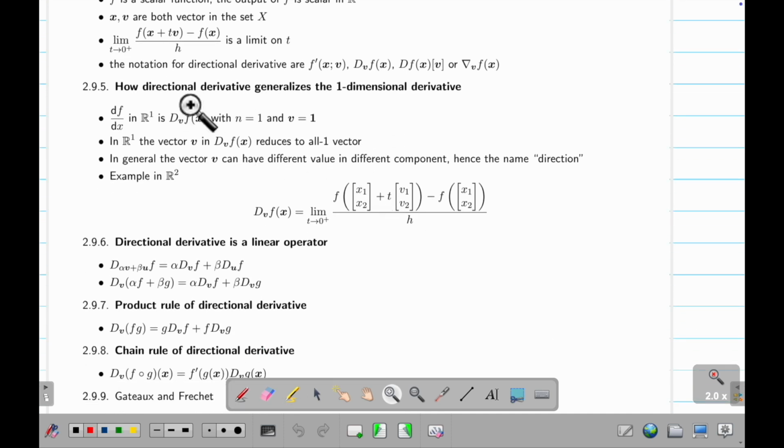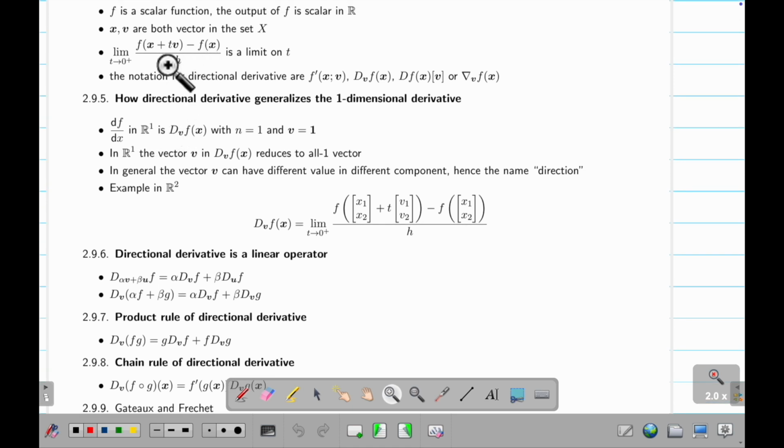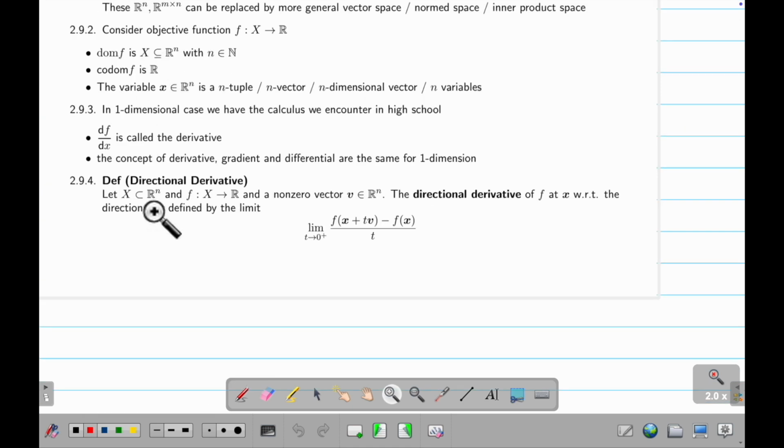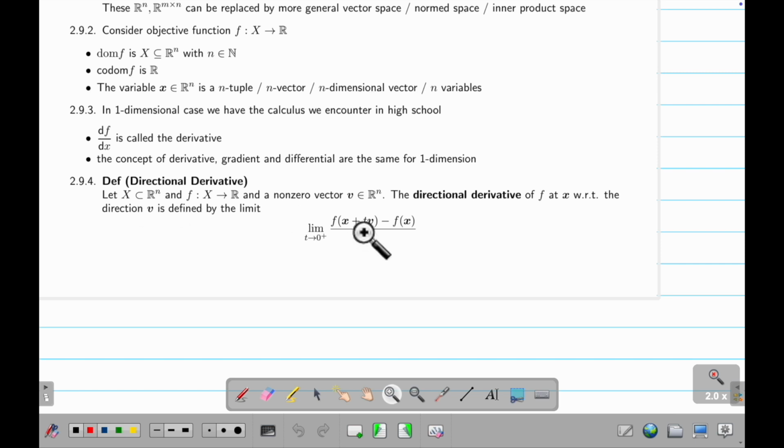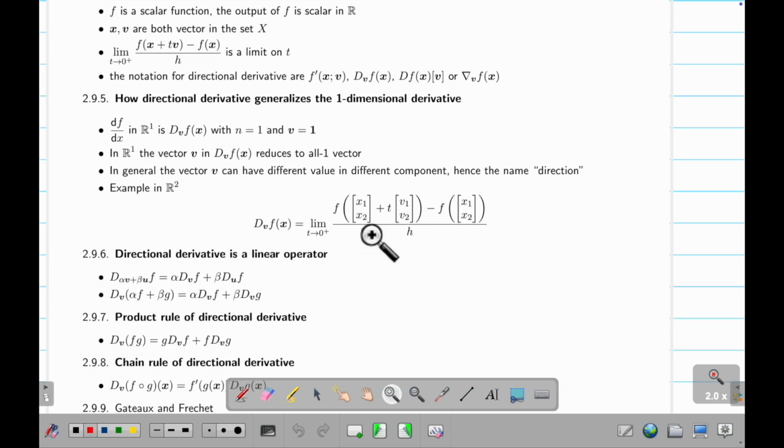So how is the directional derivative generalized? The first one is revision. df/dx is just this thing. This one is for any dimension, because this is for n dimensions. So this one is just R^1, that means it's n=1. Because we have n=1, what are these x and v? These x and v are in the domain of f, that's the definition of a function. Because the domain is now R^1, x and v become one-dimensional vectors, which means each is just a number.